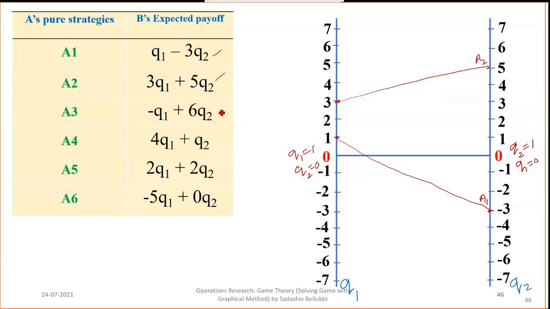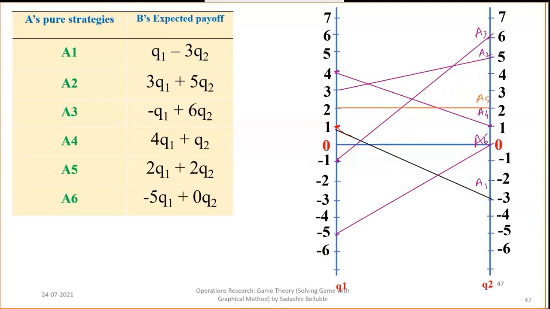Third one is minus Q1 plus 6Q2. Draw it carefully. As I'm drawing with the stylus, I cannot draw straight lines, so you need to draw using a scale. A3. Next one is 4Q1 plus Q2. It is A4. Likewise, you need to draw a line for all six, even A5 and A6.